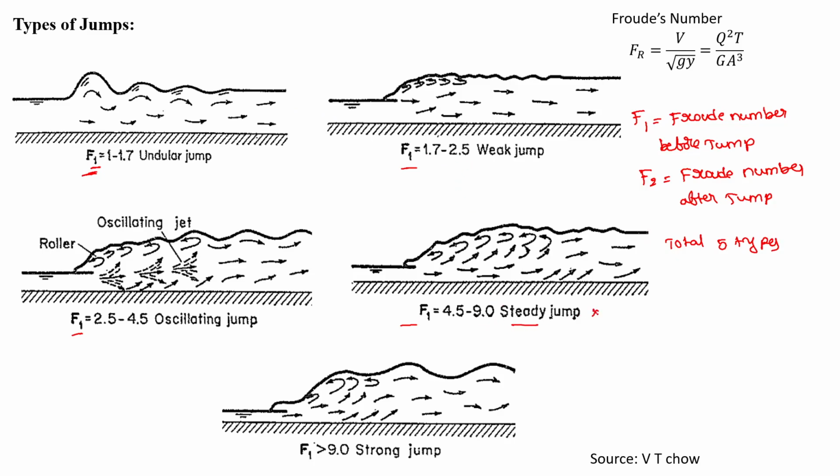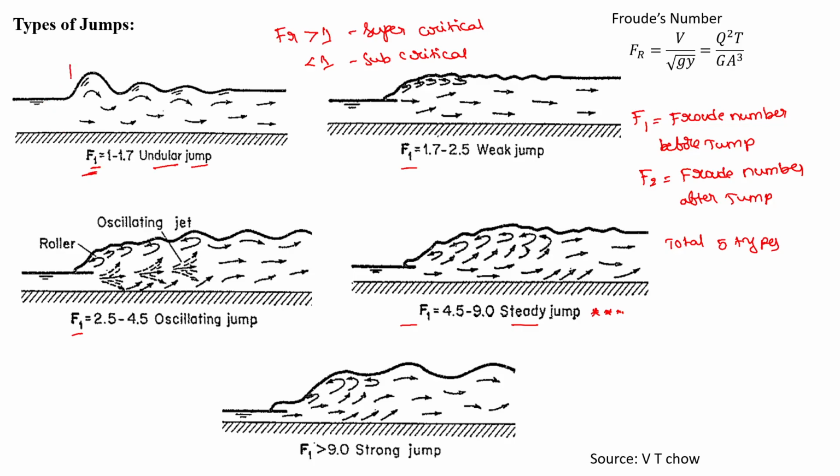The steady jump is an important one. If you see, this is an undular jump, and its Froude number ranges between 1 to 1.7. As we know, when Fr is greater than 1 it is called supercritical, and less than 1 is called subcritical. I think all of you know this. So this is the Froude number before the jump.